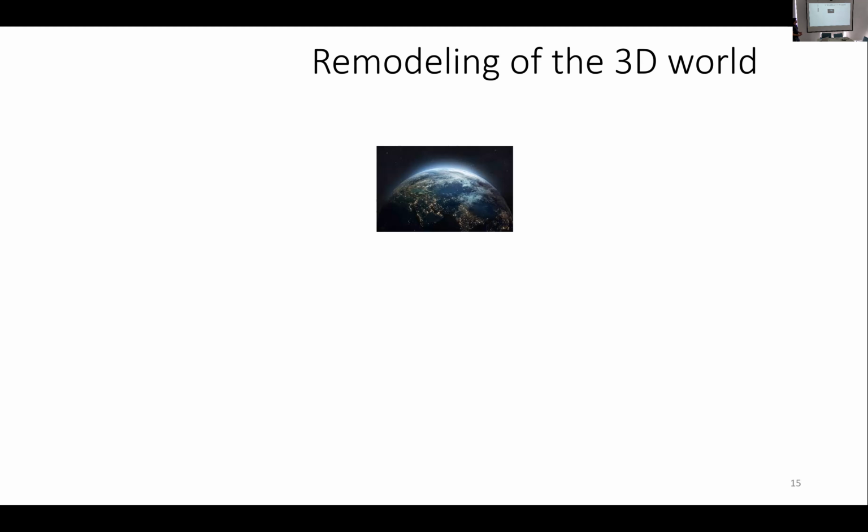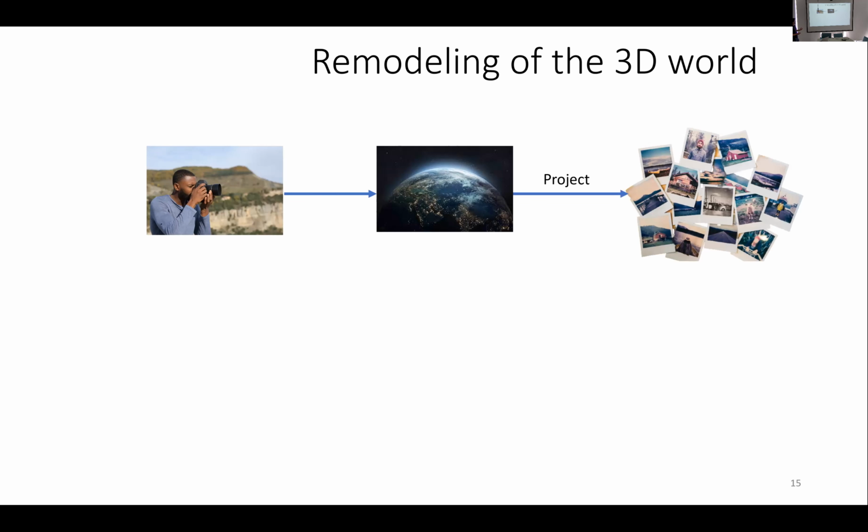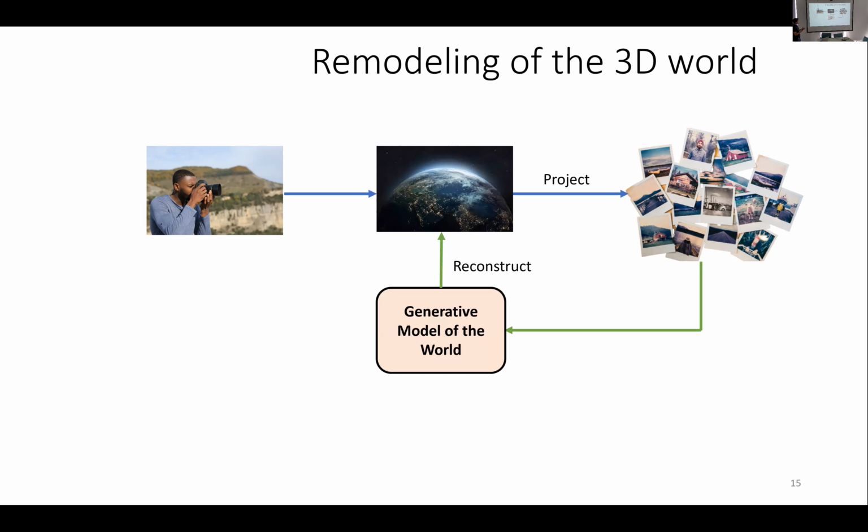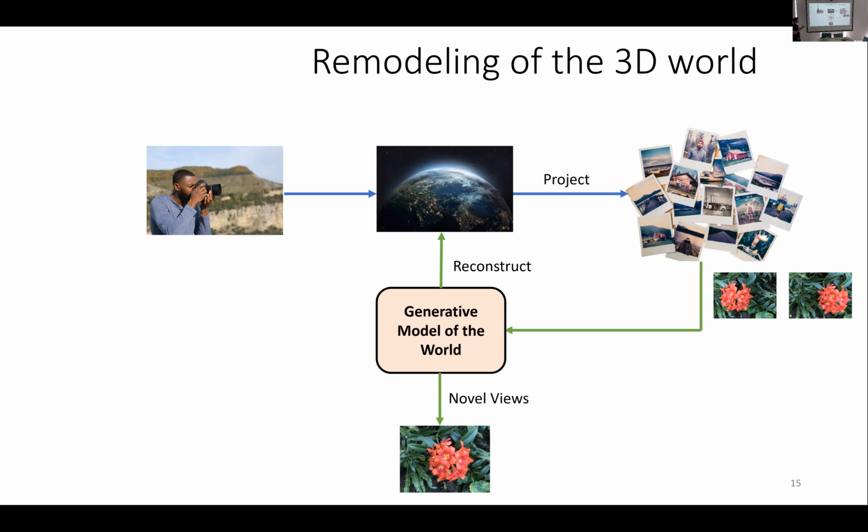The second challenge is about remodeling the 3D world. Well, the data sets that we collect are really mere projections of the 3D world. We only get 2D projections of the 3D world. And ideally, what we want to do is to take these 2D projections and either reconstruct the 3D world, or, for example, if we have limited two views of this flower, we might want to generate novel views of these flowers that we have never seen before.